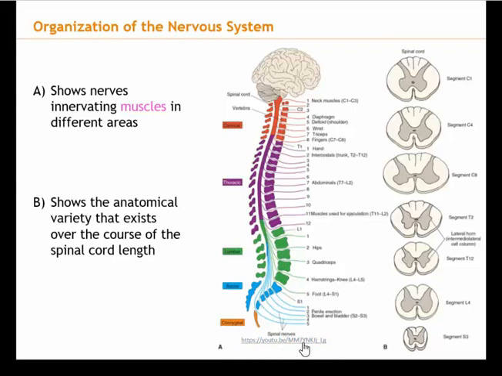If you're interested, you can watch this YouTube video right here. It goes into all of these divisions of the spinal cord.